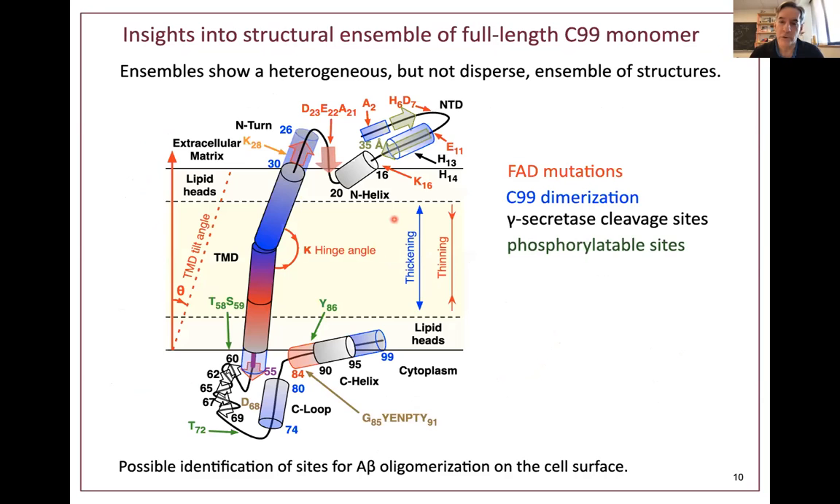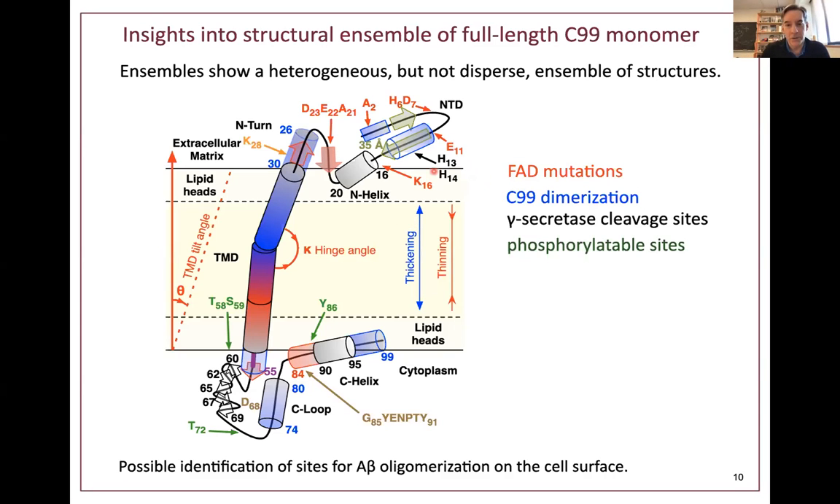This work, which as I mentioned was published in 2018, is summarized in this slide showing the location of a number of critical FAD, familial Alzheimer's disease mutations, and also some regions that are important to C99 dimerization and post-translational modification. This work allowed us to characterize the structure of those regions in a way that can be important in understanding how sequence might affect the structure of the protein, and perhaps post-translational modifications that can be essential in its function.